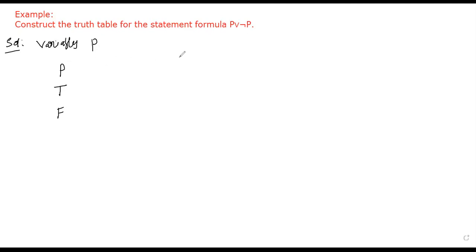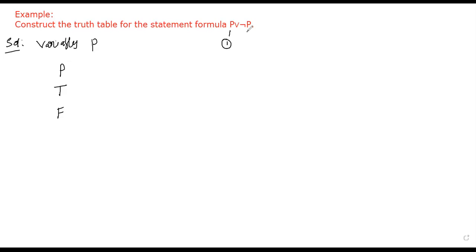Now come to the next one. The next one is negation P. What is there? The first term is P. Already we have written P. P has two chances, either true or false. The second one is negation P. The first one is P, which is one proposition, a single variable. Therefore, there are only two cases, either true or false.